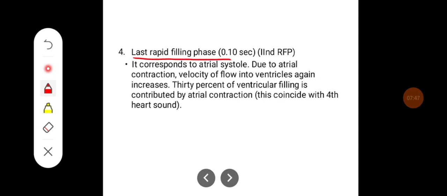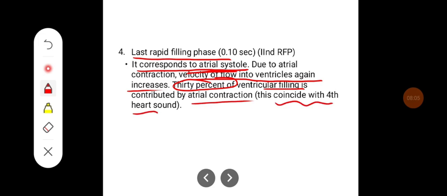Last rapid filling phase, which is around 0.1 second, corresponds to atrial systole. Due to the atrial contraction, velocity of flow into ventricles again increases. 30% of the ventricular filling is contributed by atrial contraction, and it is going to coincide with the fourth heart sound.